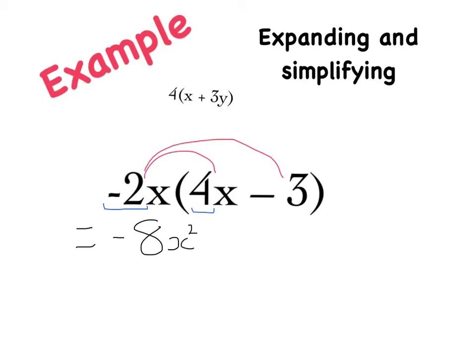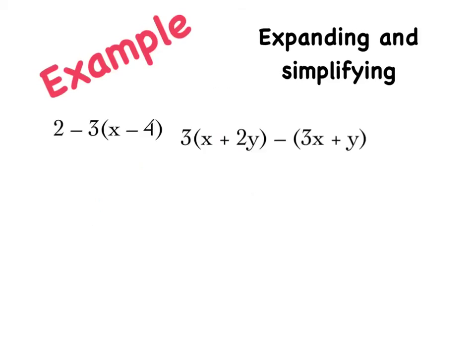Then my next one, negative 2x multiplied by negative 3. How do I know that 3 is a negative? Because it has a negative sign in front of it. Let's deal with the numbers first. Negative 2 multiplied by negative 3. My signs are the same, becomes positive, and then I've got an x on the end. So my answer is negative 8x squared plus 6x. It's as simple as that, guys. First deal with the numbers, then deal with the pronumerals.